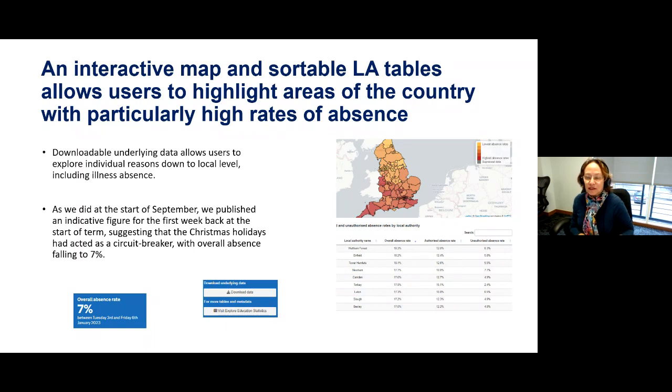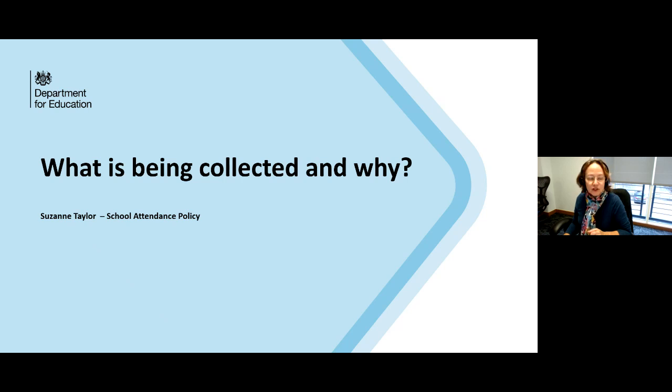And the final thing that schools can do is, this is probably more useful to people who are looking at attendance in different parts of the country, but there are interactive maps and sortable local authority tables if people are interested in particular areas of the country with high rates of absence. So there's a lot of flexibility in this. Please do go and have a look at it if you're interested. I'm now going to hand over to one of my colleagues, Emma Heslington, who's going to talk to you about what is being collected and why.